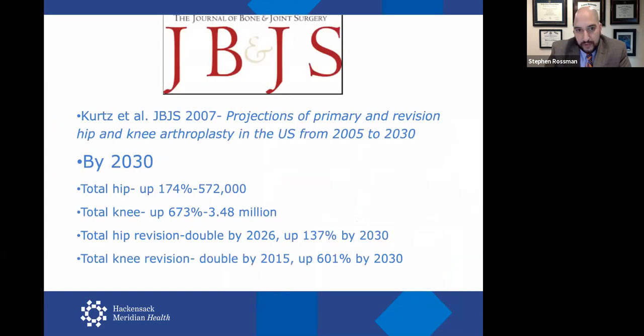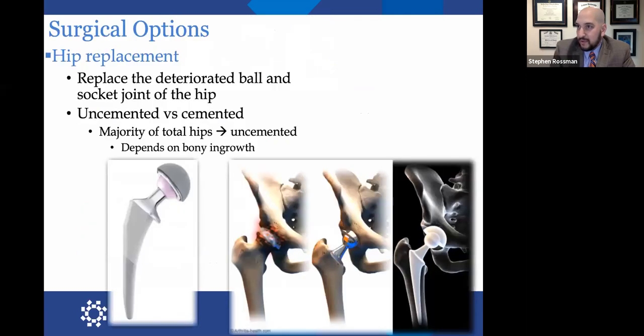This goes along with the numbers that are increasing. This was JBJS, the Journal of Bone and Joint Surgery, which is basically the New England Journal of Medicine for orthopedics. These are the projections that say by 2030, the number of total hips is going to go up almost 200%. Total knees are going to go up close to 700%. And you're going to see total knee revisions go up 600% by 2030. This is good to know for me as somebody who has job security. I'll be able to continue doing this as I get older, but at the same time, there are going to be so many people who need these surgeries and not enough people to do them.